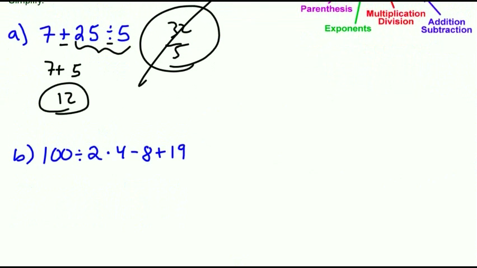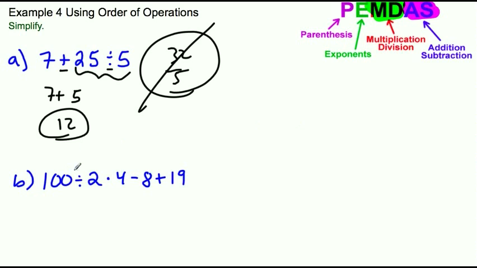Let's take a look at B here. So here we have a lot of stuff going on. We have a division, multiply, subtraction, and then addition. So are we going to divide first, multiply first, subtract first, or add first? If you said multiply, that is incorrect. We're actually going to divide first. The reason for that is it comes first. Remember, whatever one comes first, reading from left to right. So we're going to do 100 divided by 2. And so that's going to give us 50, and I'm going to drop all the rest of it down. Times 4 minus 8 plus 19.